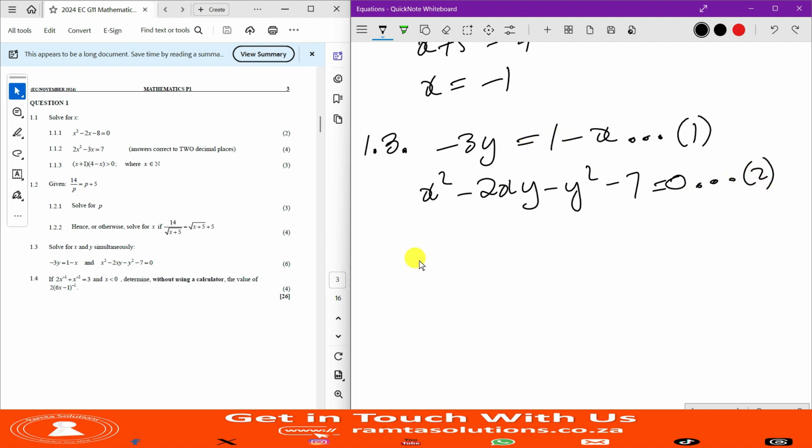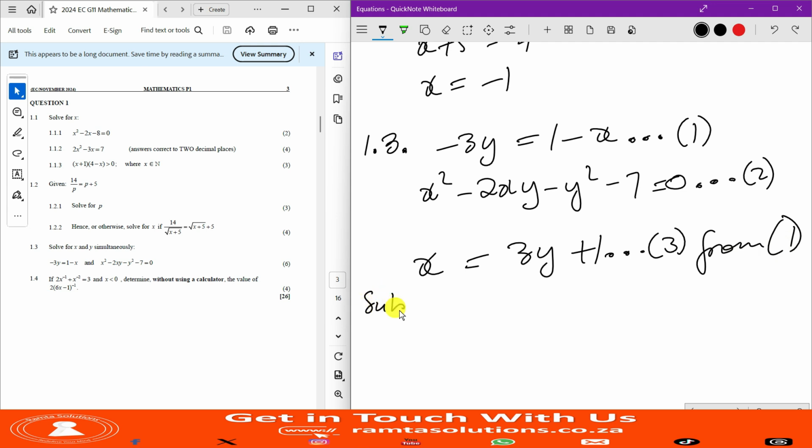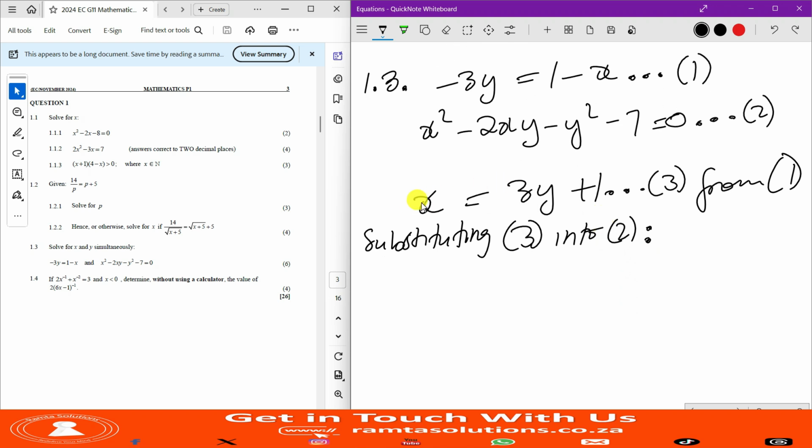It is equation 1. So we will say x equals 3y plus 1. This is equation 3 from equation 1. Now, substituting, you don't need to write this, guys. Substituting equation 3 into the equation that you didn't use to make equation 3, which is equation 2. Okay, so on equation 2, where there's x, you will put 3y plus 1.